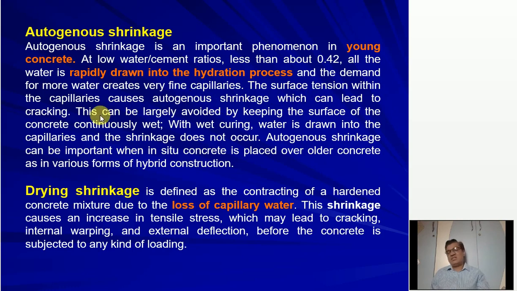Well, this autogeneous shrinkage can be avoided by keeping the surface of the concrete continuously wet. Okay, so here the T term is used, which is when the curing is stopped. Okay, so that is the T term. Well, with wet curing, water is drawn into the capillaries and the shrinkage does not occur. Okay, so this is the method to avoid autogeneous shrinkage.